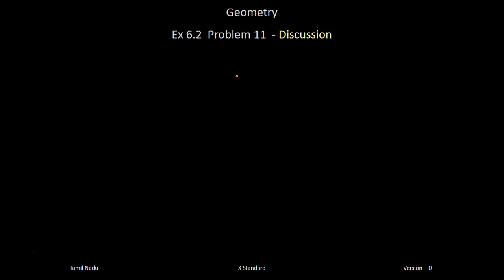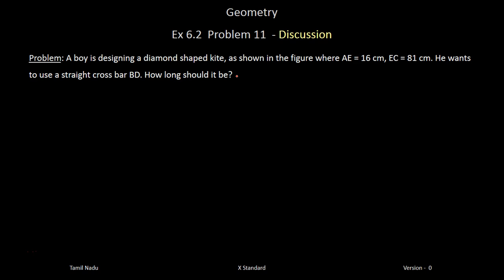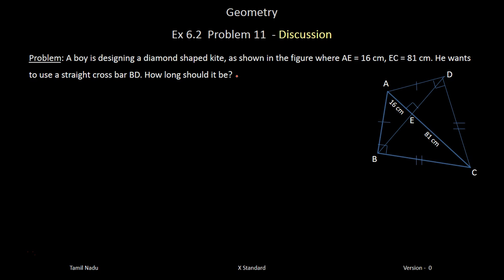Exercise 6.2, Problem 11, Discussion. A boy is designing a diamond-shaped kite as shown in the figure, where AE equal to 16 cm and EC equal to 81 cm. He wants to use a straight crossbar BD. How long should it be?